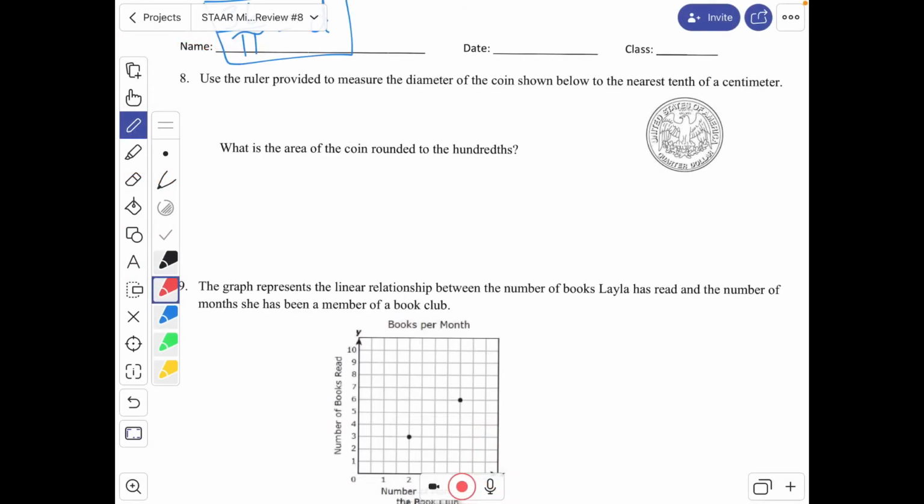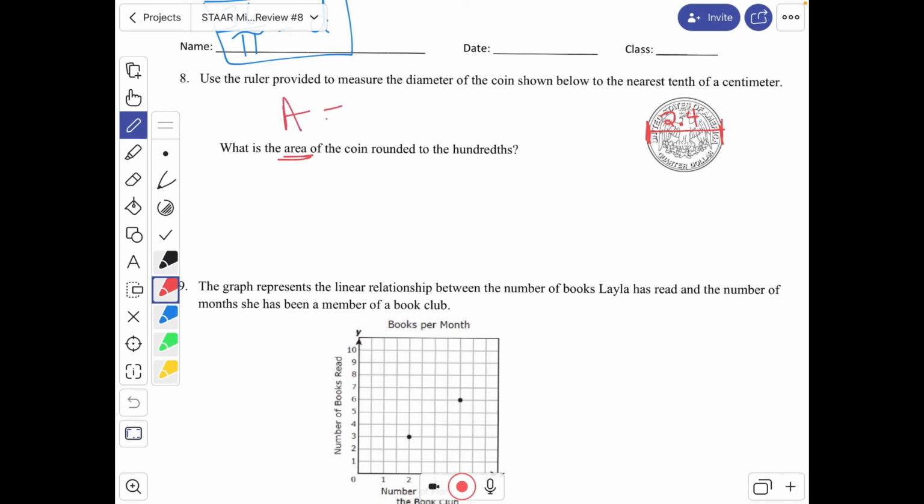Number 8, use the ruler provided to measure the diameter of the coin shown below to the nearest tenth of a centimeter. Tenths of a centimeter are those little tiny marks on the sides of your ruler. So if you measure the diameter, which goes all the way from one side to the other, you should get 2.4. Question asked, what is the area of the coin rounded to the hundredths?